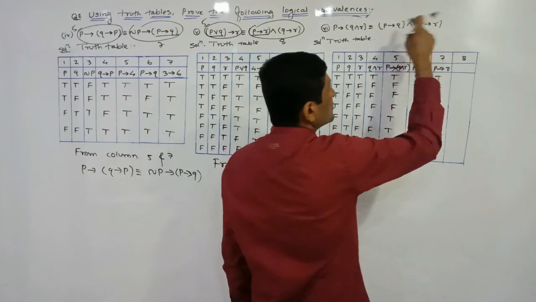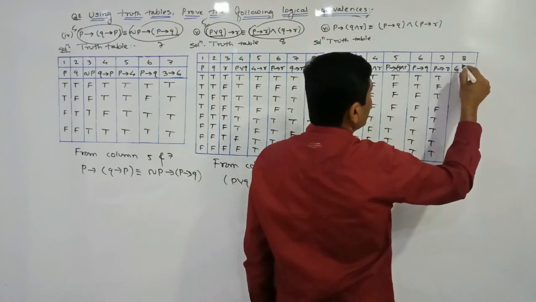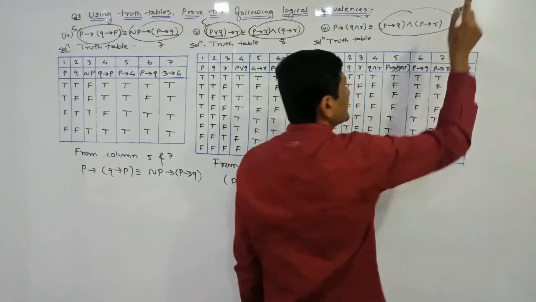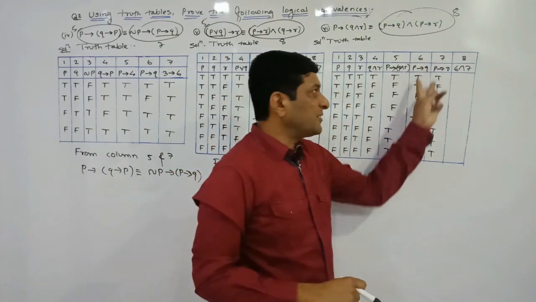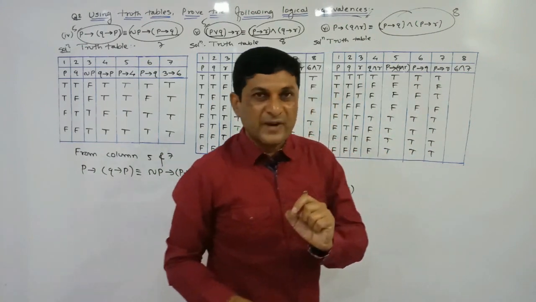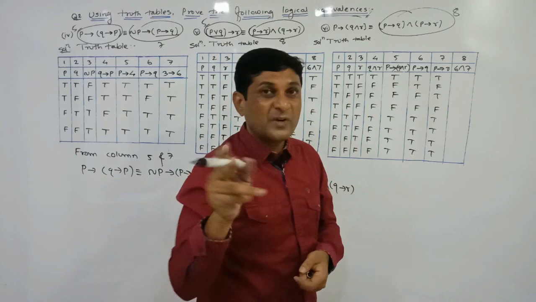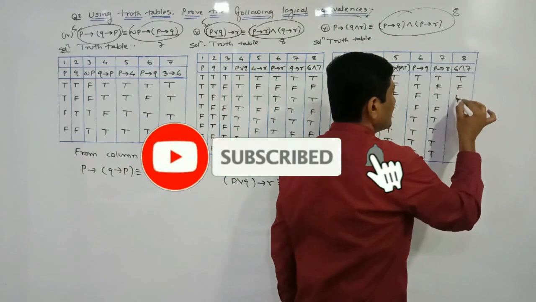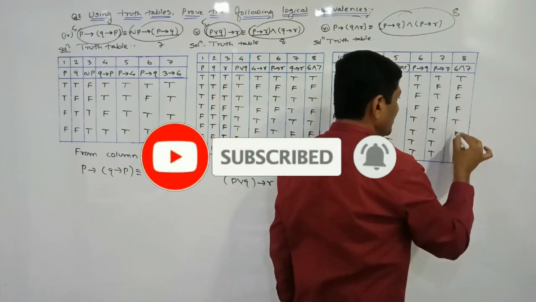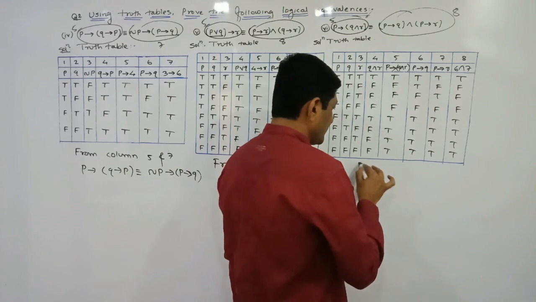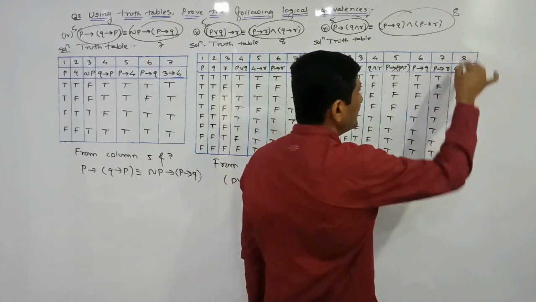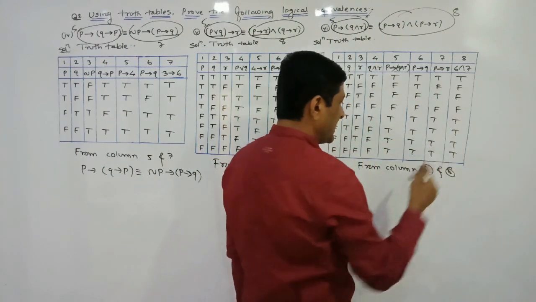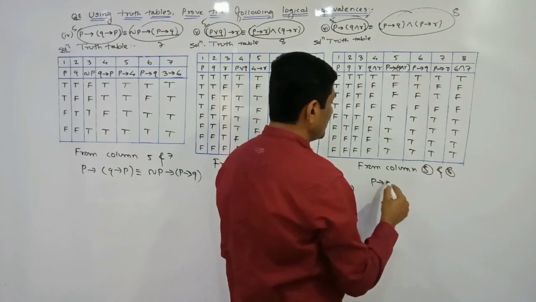Now we are connecting these two statements, column 6 and column 7, and the truth value of this whole statement appears in column number 8. Connect these two statements by which logical connective? And. In case of AND, if at least one F appears, AND will be false. So true, false, false, false, true, true, true. So from columns 5 and 8, we can observe that the truth values are identical. That's why we can say that the given two statements are logically equivalent.